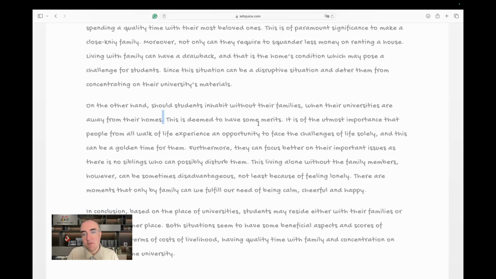This is deemed to have some benefits, some merits. So I need to read it all in one go. The topic sentence here now focuses only on the merits. So in the following sentences, I expect to see only the positive things. I have an absolutely bad feeling about this. It is of the utmost importance that people from all walks of life experience an opportunity to face the challenges of life solely. And this can be a golden time for them.